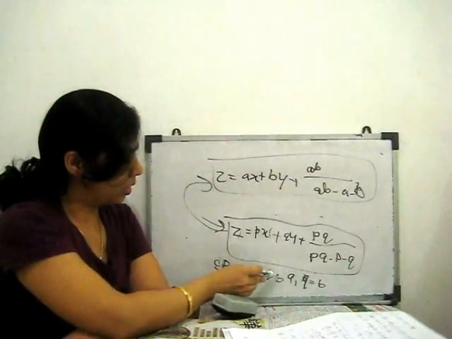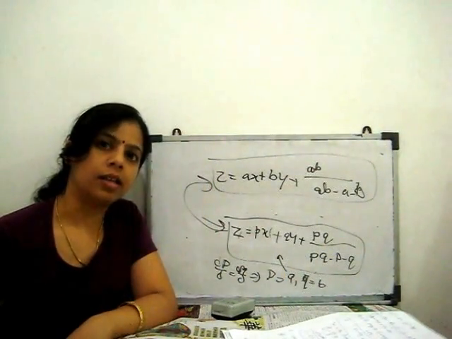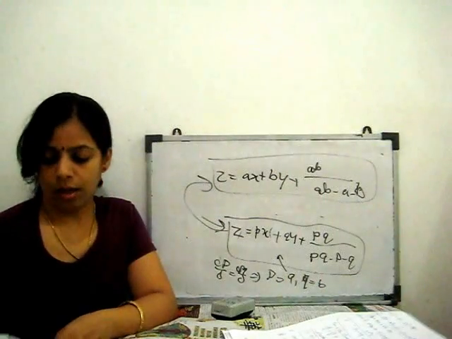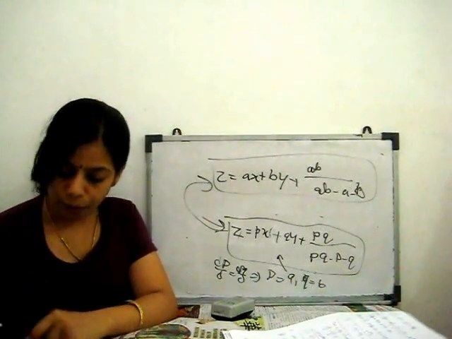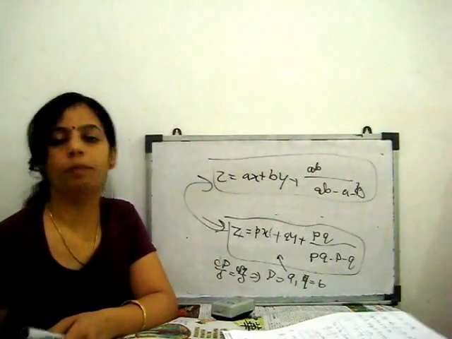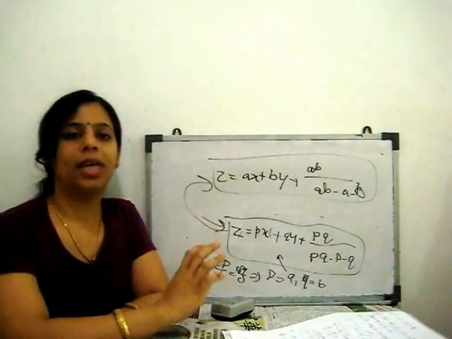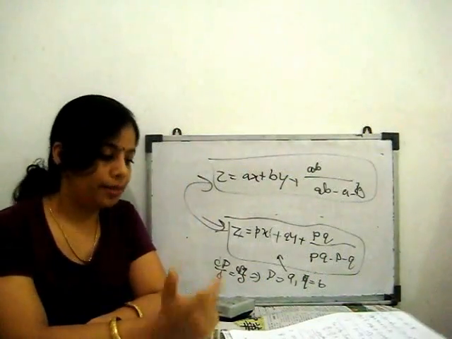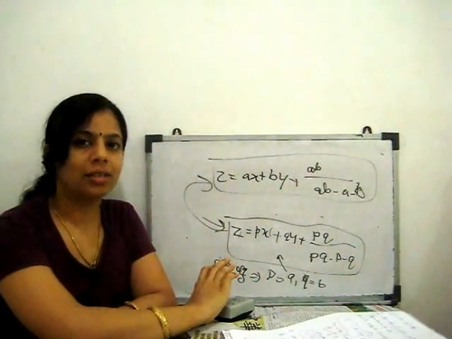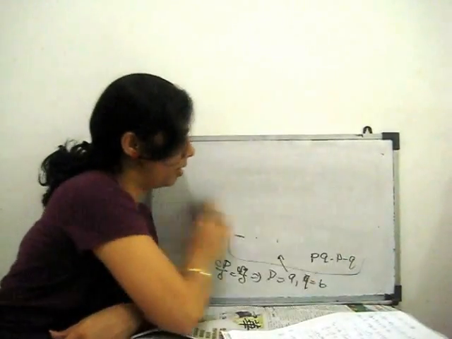That means p is replaced with a and q is replaced with b. In this question we will find the complete solution. That's very easy. If a question can be converted into Clairaut's form, we directly substitute, replacing p with a and q with b, and we get the result. So the main thing is rearranging into this form. Next, one more example I will give you of how to rearrange this. This just depends on practice.